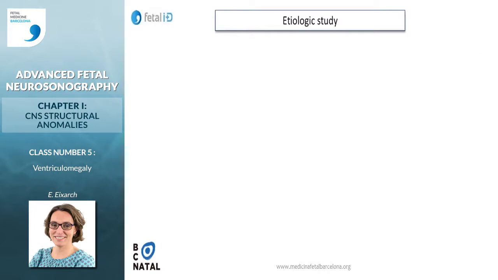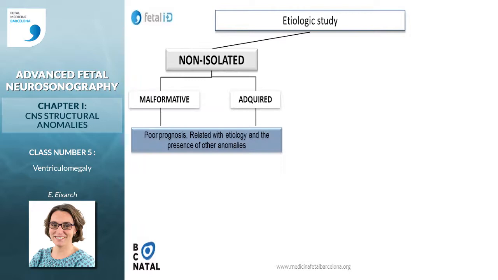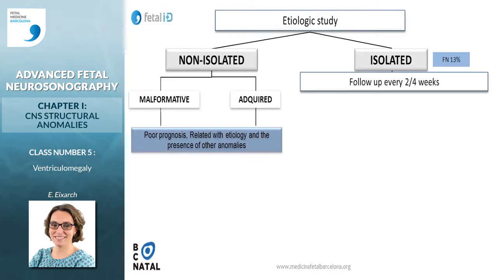A summary: when finding a ventriculomegaly, we will perform a study which will allow us to classify it as isolated or non-isolated. In the non-isolated cases, whether of malformative or acquired form, the prognosis will generally be unfavorable and will be directly related to the etiology. So we have to try to diagnose the etiology to tell the parents the prognosis. And in the isolated cases, we have to remember the rate of false negatives, more or less 10%. We will perform follow-up every 2 to 4 weeks.